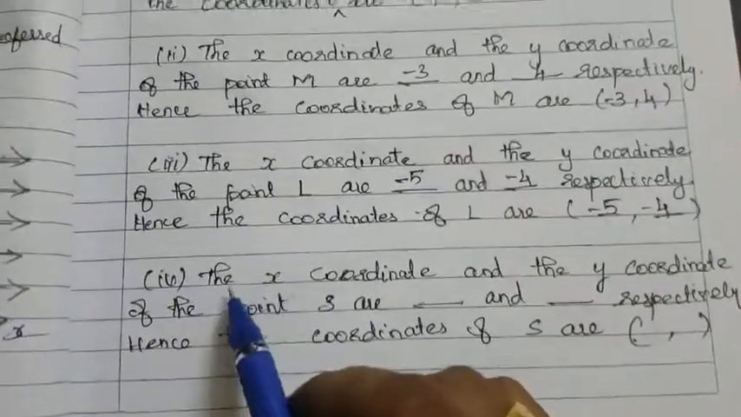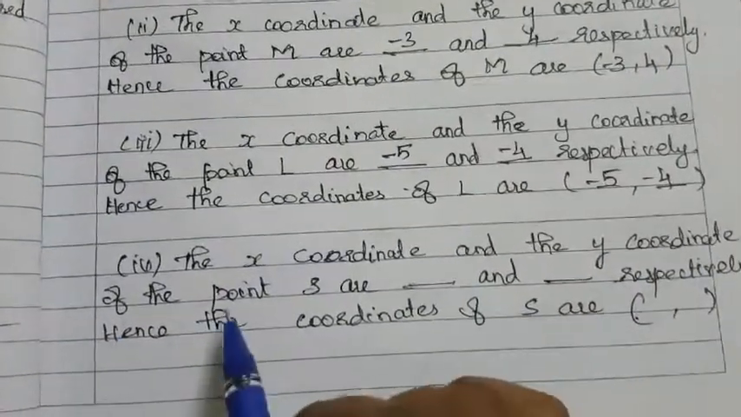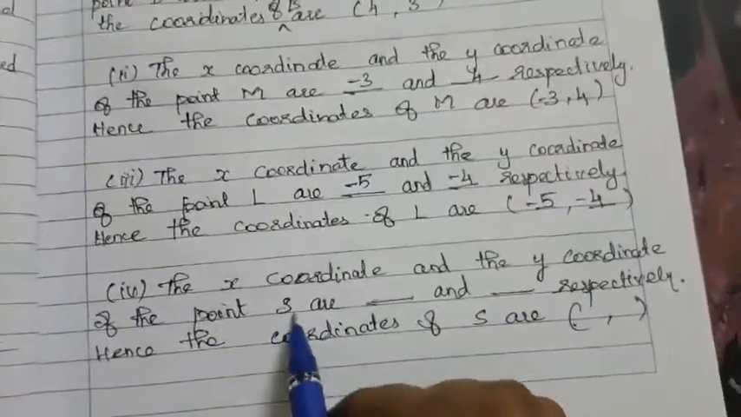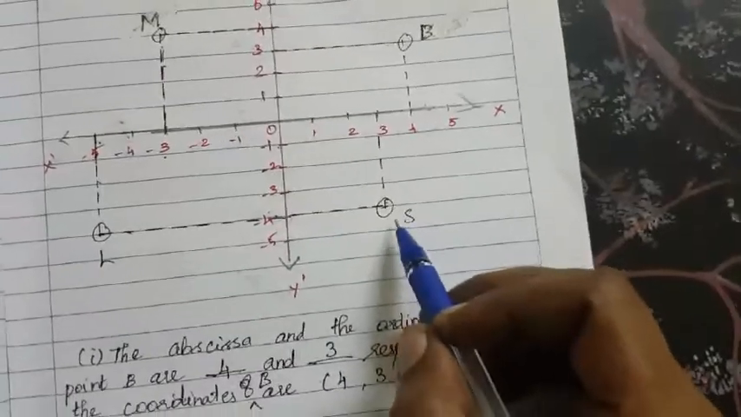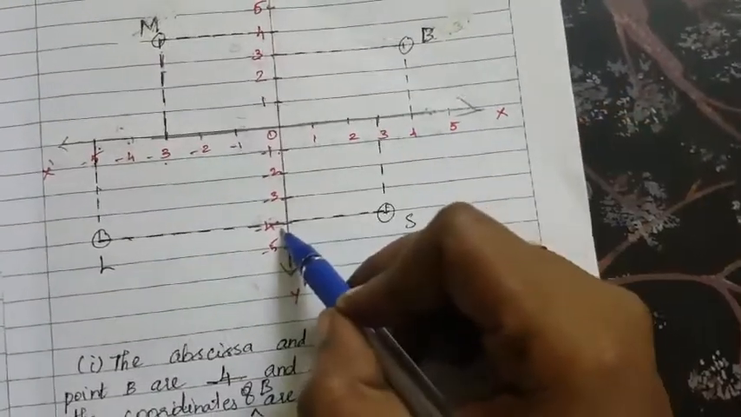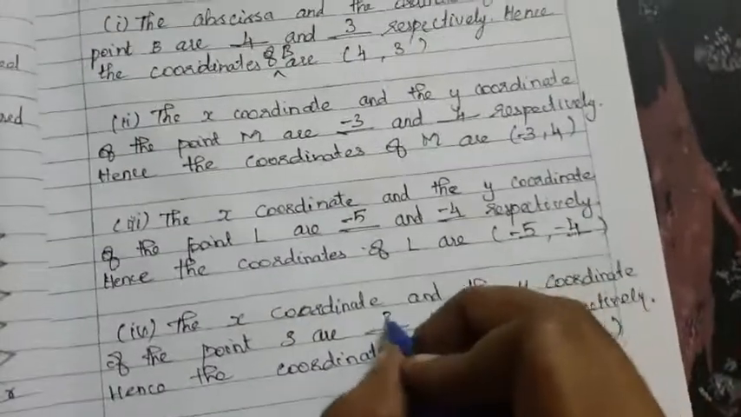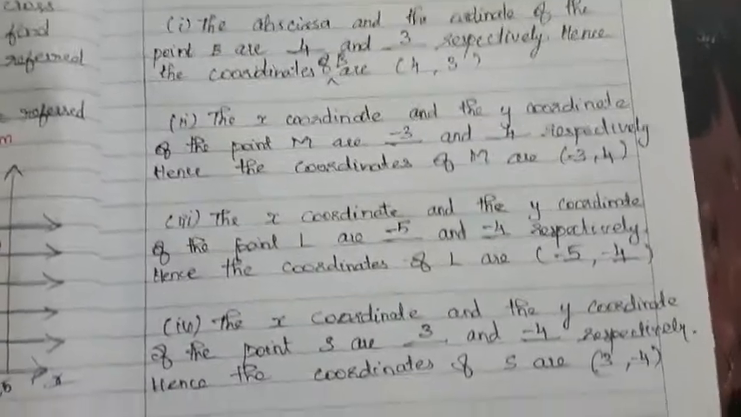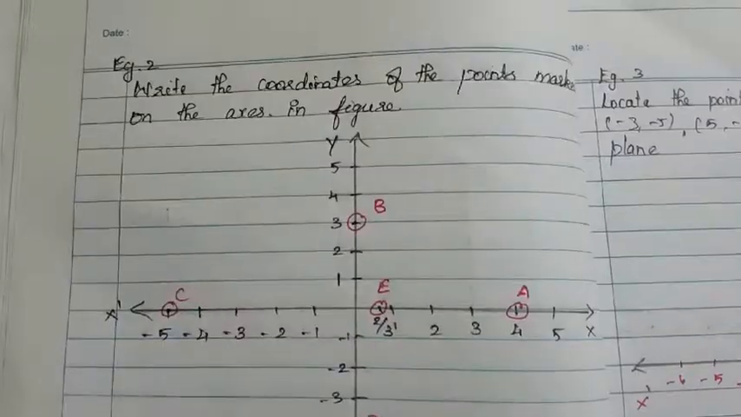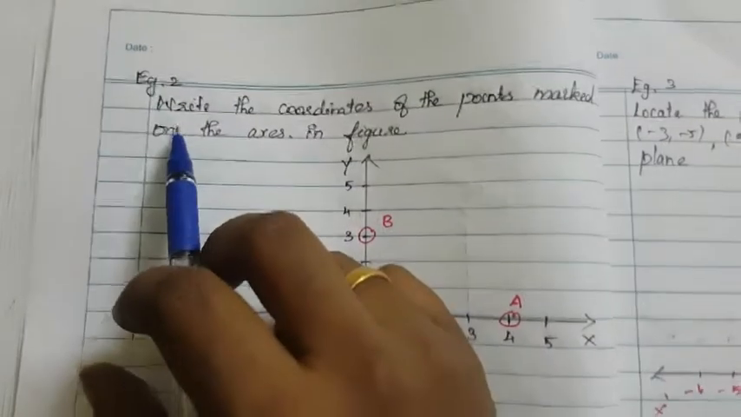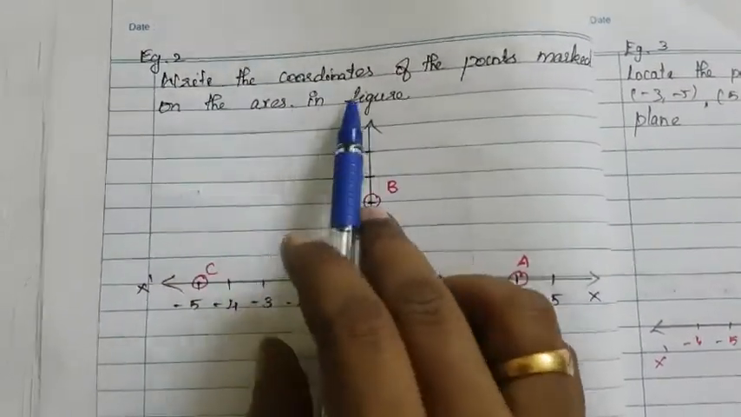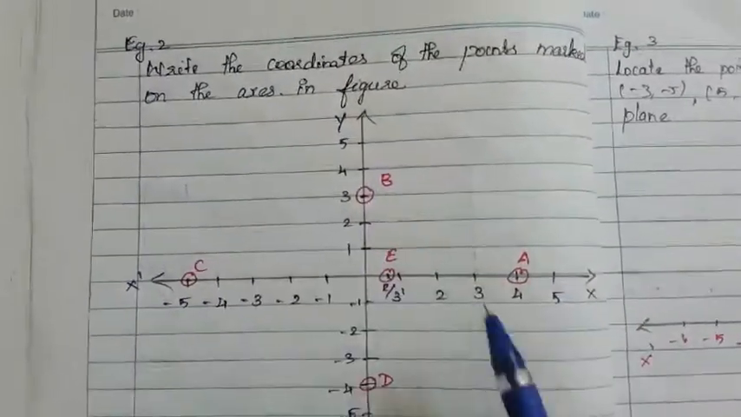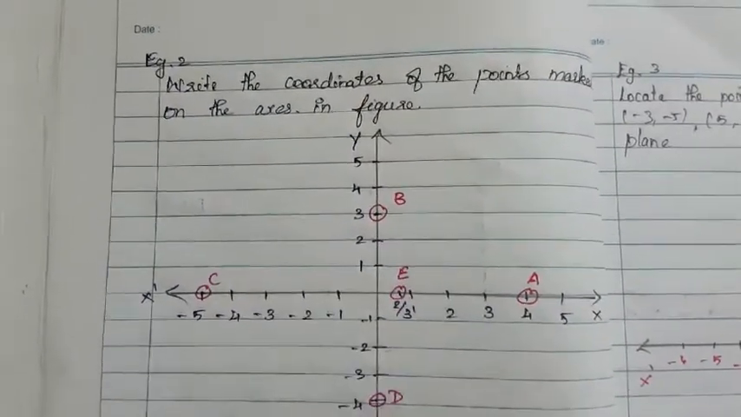Now the fourth question is the x coordinate and the y coordinate of the point are dash and dash respectively. Point S. So where is the point S? Here. So the abscissa is 3 and the ordinate is -4. So 3, -4. This can be written like this. That's all, the first example is over. Now we are going to see example 2. The question is: write the coordinates of the points marked on the axes in the figure. The figure is given. Now we are going to write the coordinates of the points.